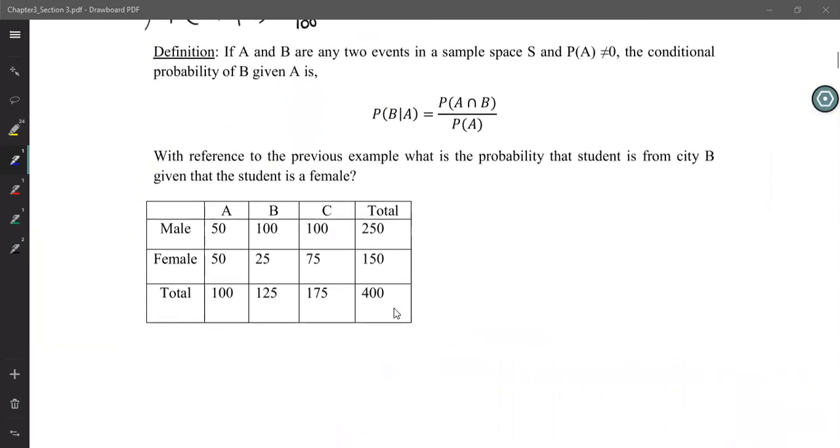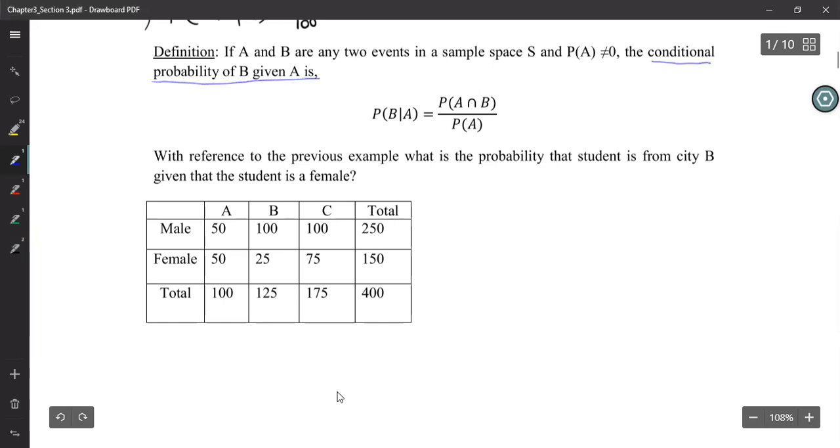So here's our definition for this section. If A and B are any two events in a sample space S and the probability of event A is not equal to 0, the conditional probability of B given A. How do you write it? P(B | A). You read this as probability of B given A.